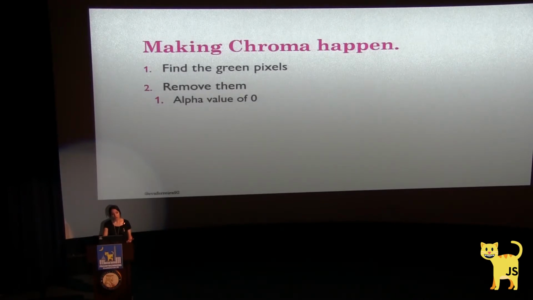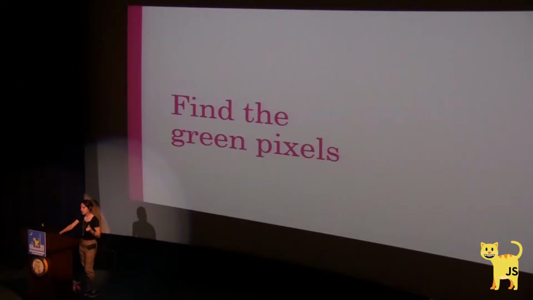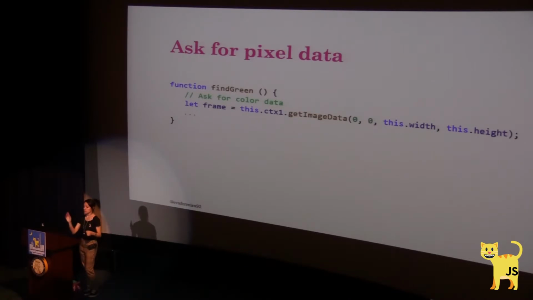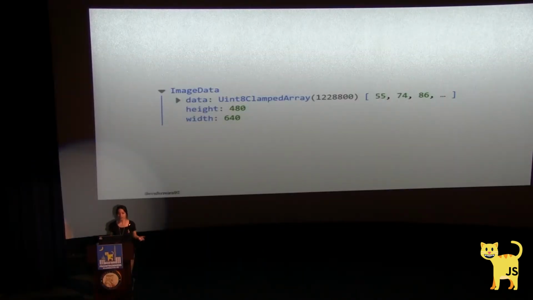So first of all, we need to actually find the green pixels. To do this, we are going to create a function called findGreen, and we are going to use getImageData. getImageData will go through all the frames of the video from the top left corner to the bottom right corner, and it will save that information in this variable called frame. I did a console log of this variable. I wouldn't recommend you do this, but let's see what it got. Basically, it got something like this.